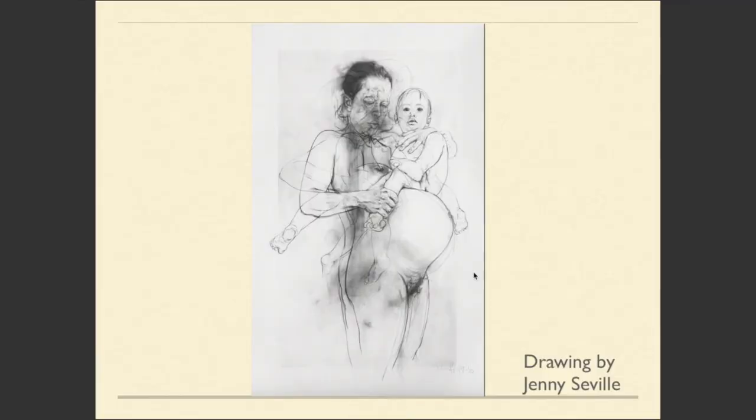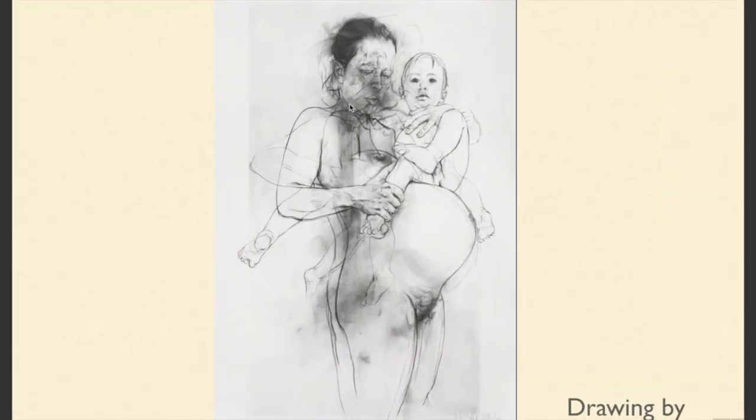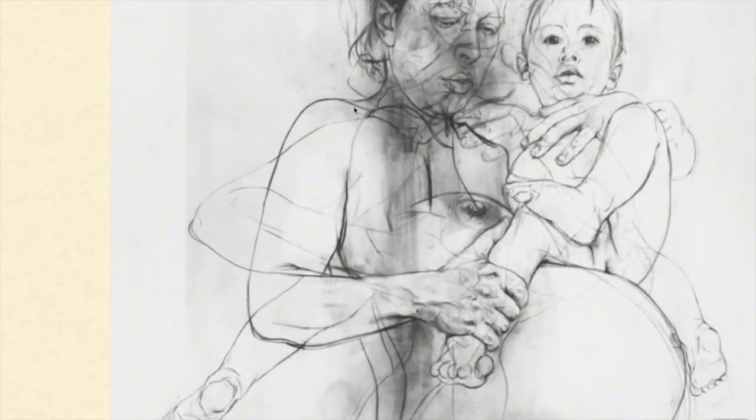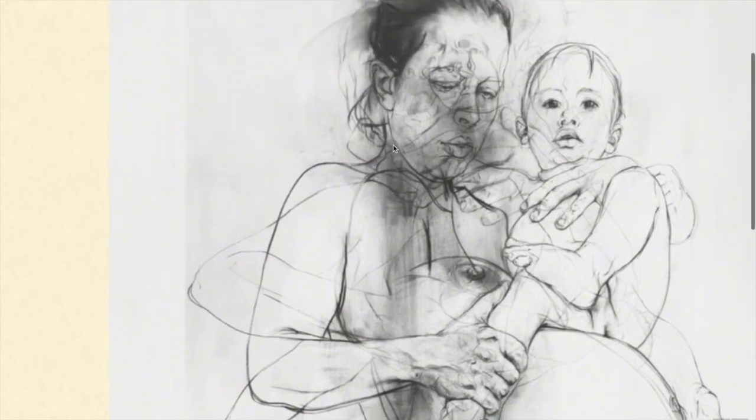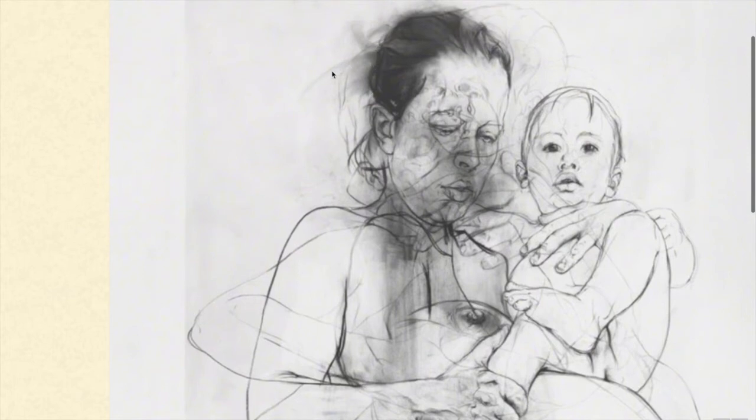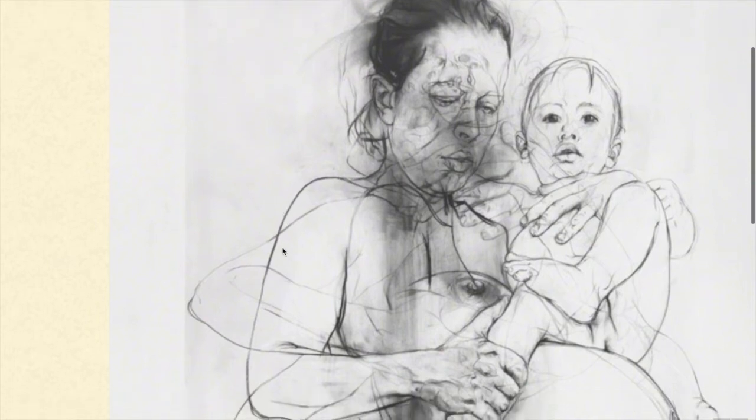Alright, so let's look at this drawing by Ginny Seville. Consider the variety of line quality present. I think what's beautiful about this one is how some of the lines are very sharp, like this one, and some of them are very soft, like this one in the hair. You see that? Very soft line. It's kind of wispy. This one's very hard. It's like something's incised on glass with a razor.